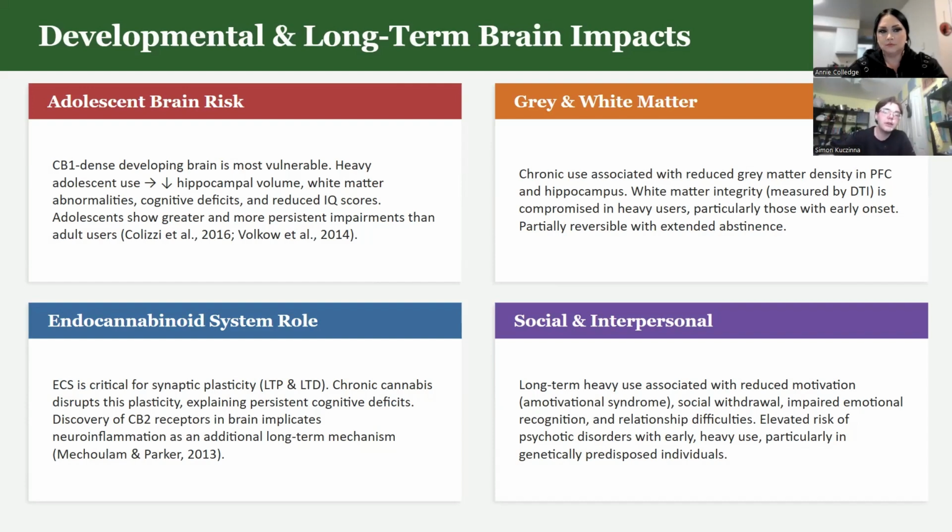So again, like most other substances that we've been seeing, it's going to directly impact the development in the brain and how those synapses are firing, how they're processing, and how they're developing, and whether or not they're going to develop normally into the future. So the result compared to adult users is going to be more severe gray and white matter changes, greater cognitive deficits, and lower IQ scores in adolescent onset users compared to adults.